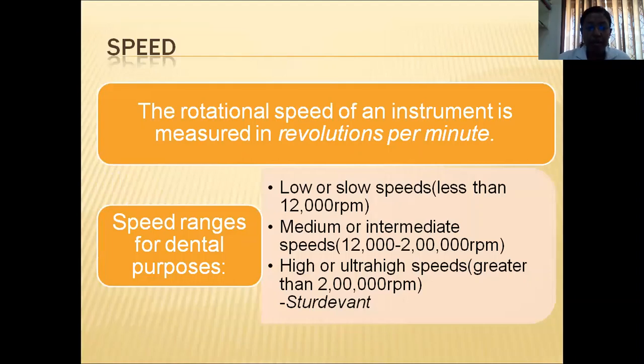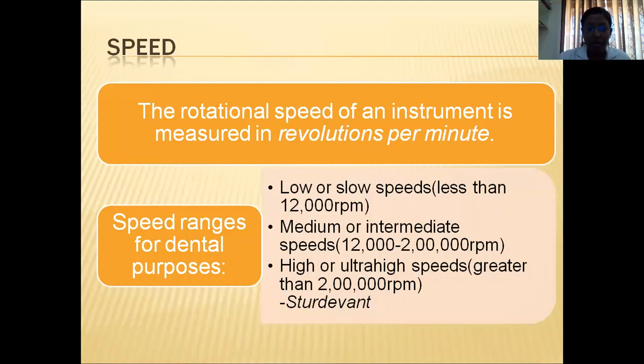The first parameter is the speed. The speed refers to the RPM, which is otherwise the rotational speed of the instruments. RPM also refers to revolutions per minute or rotations per minute. Depending upon the speed ranges, there are various classifications. The first classification was given by Studeman.